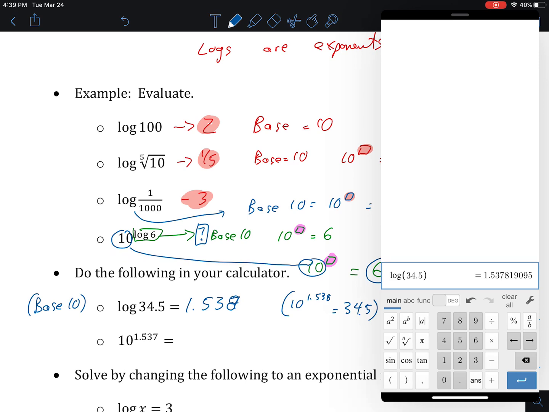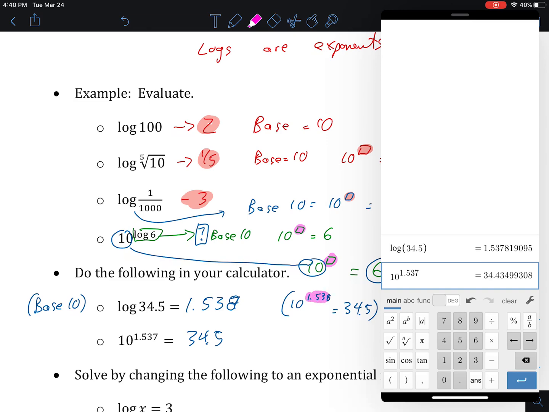Oh, wait. 1.37 should be 1.38, but I just saw that. That's going to be 34.5. Let's check it in the calculator. 10 raised to the 1.537, 34.43, 34.5. Off by a little bit, but they're the same, right?